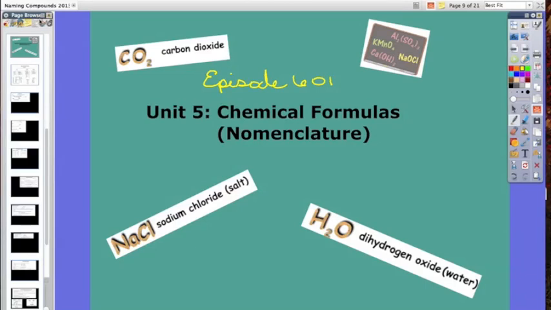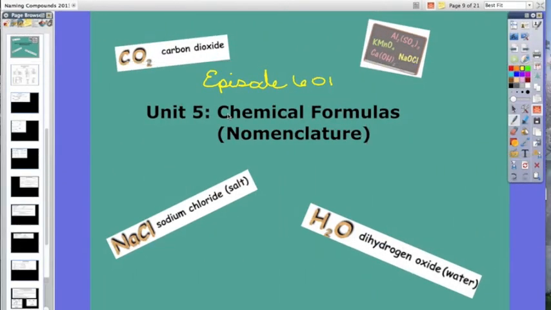Now some atoms get together and they like to share. Two nuclei mutually attract an electron pair. This holds the two together, and in terms of chemistry, we like to say they're bonded covalently. This is episode 601, and we are going to talk about how we name covalent compounds.